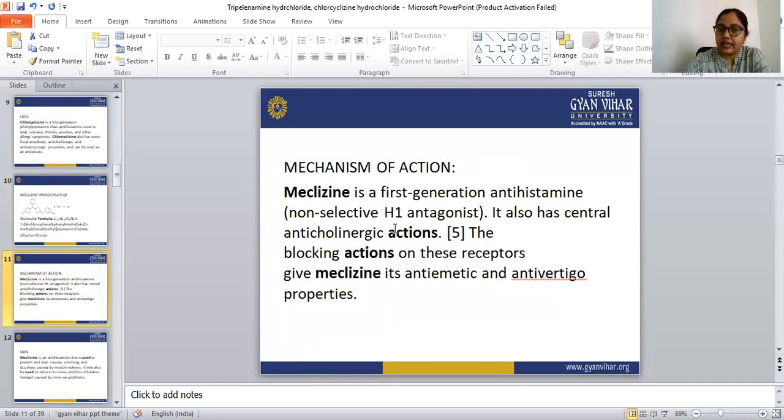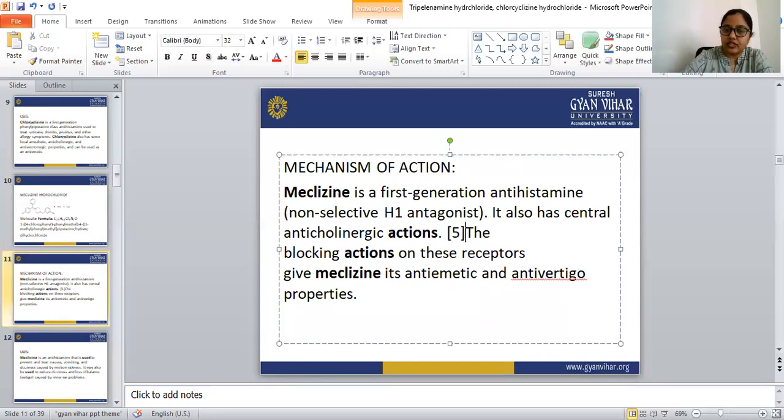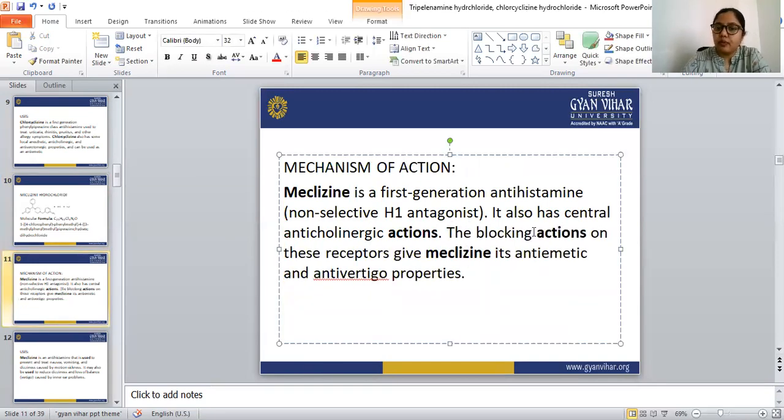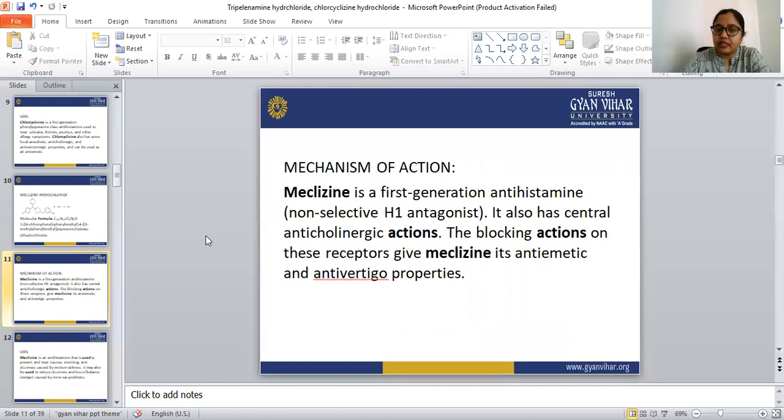So meclizine is again a first generation antihistamine. It is a non-selective H1 antagonist. It also has central anticholinergic action. The blocking action on these receptors gives meclizine its anti-emetic and anti-vertigo properties.